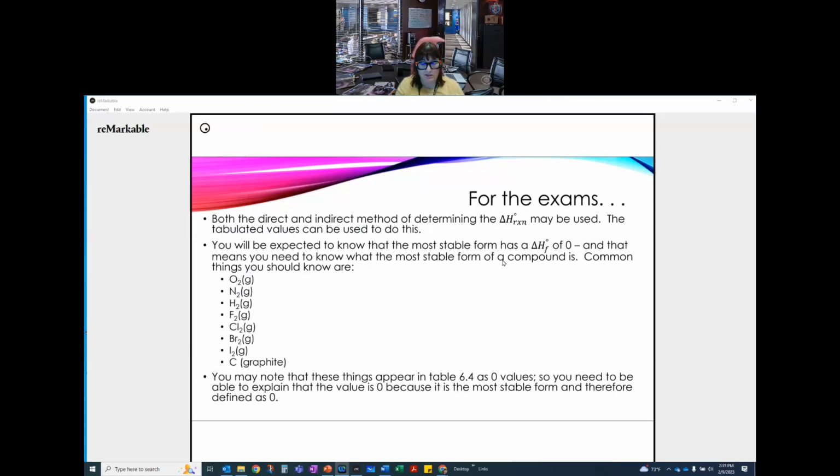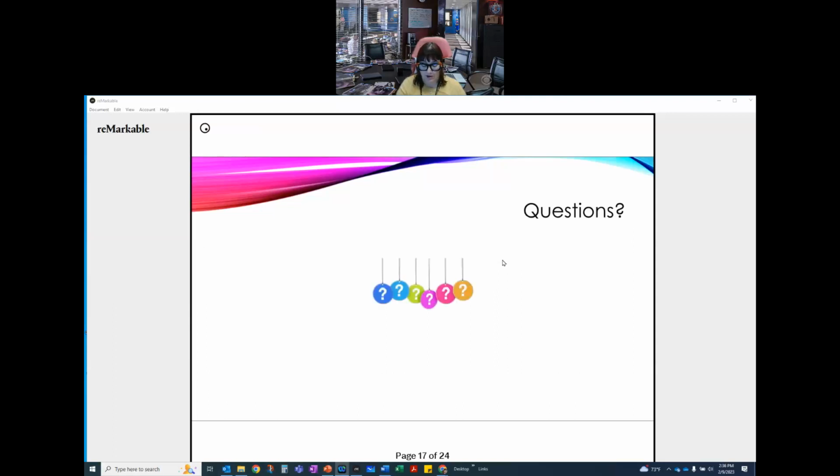Okay, you may note that these things appear in some of these tables as 0 values, so you may not need to memorize them. They may be present, but you need to explain why they're there. Why is that the value that they have? Because I may ask you about that. Okay, so since it's the way that it's most stable in nature, that is defined as 0. Okay, so questions about that? Hopefully not, but if there are, you know how to reach me.